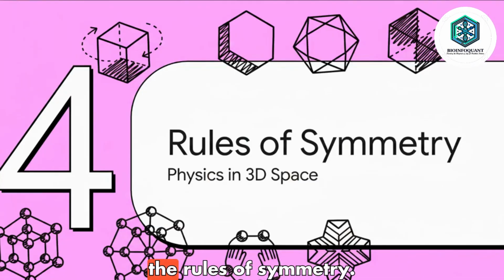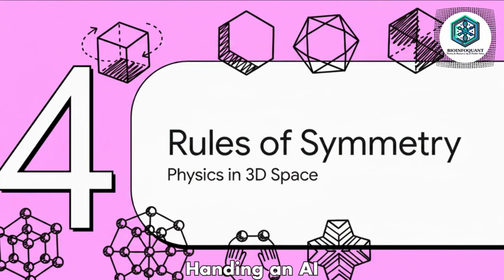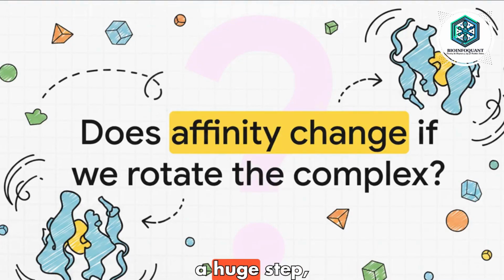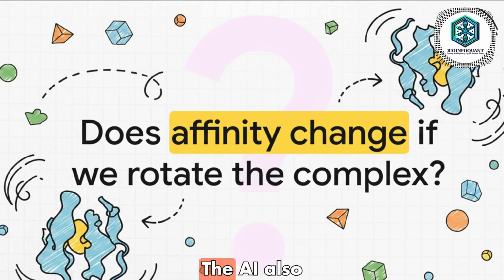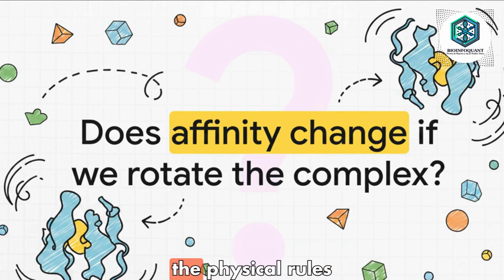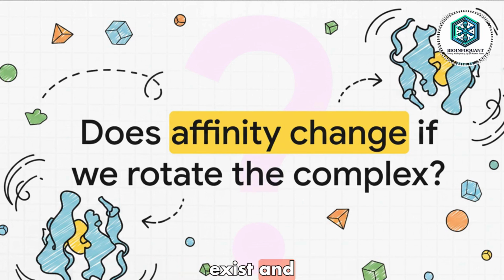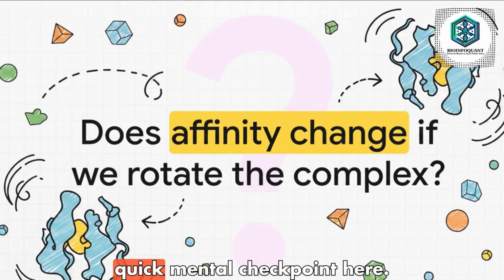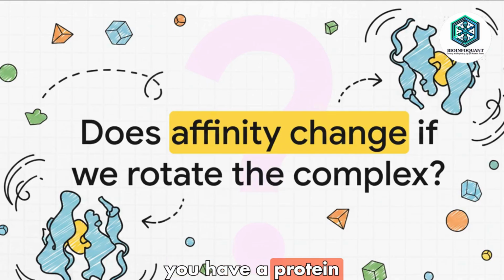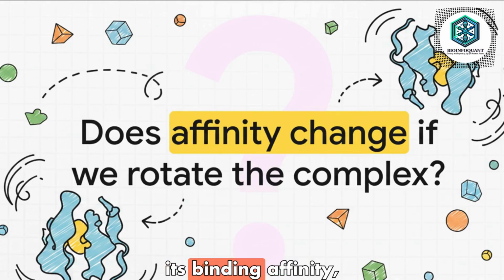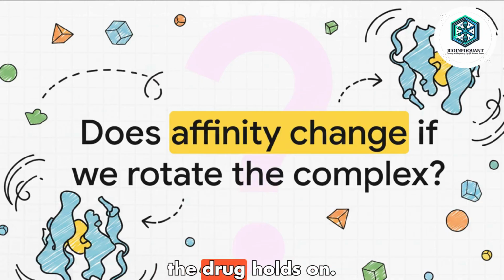Section 4. The Rules of Symmetry. Handing an AI a 3D model is a huge step, but it's not quite enough. The AI also has to intuitively understand the physical rules of how these objects exist and move in real space. So let's do a quick mental checkpoint here. Imagine you have a protein-ligand complex, and you predict its binding affinity, basically how tightly the drug holds on.